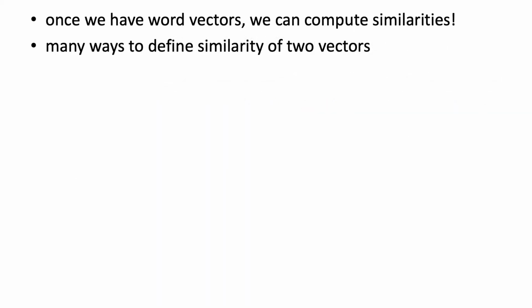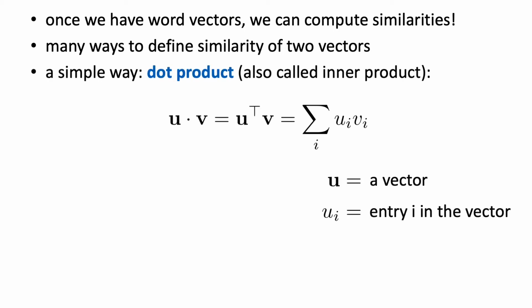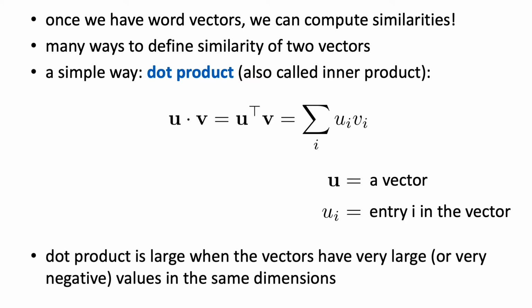Now that we have word vectors, we can compute similarities. There are many ways to define similarity of vectors. One starting point is dot product, which is the sum over dimensions of the product of the corresponding entries for the 2 vectors. The dot product is going to be large when the 2 vectors have similarly large or very small values in the corresponding dimensions.